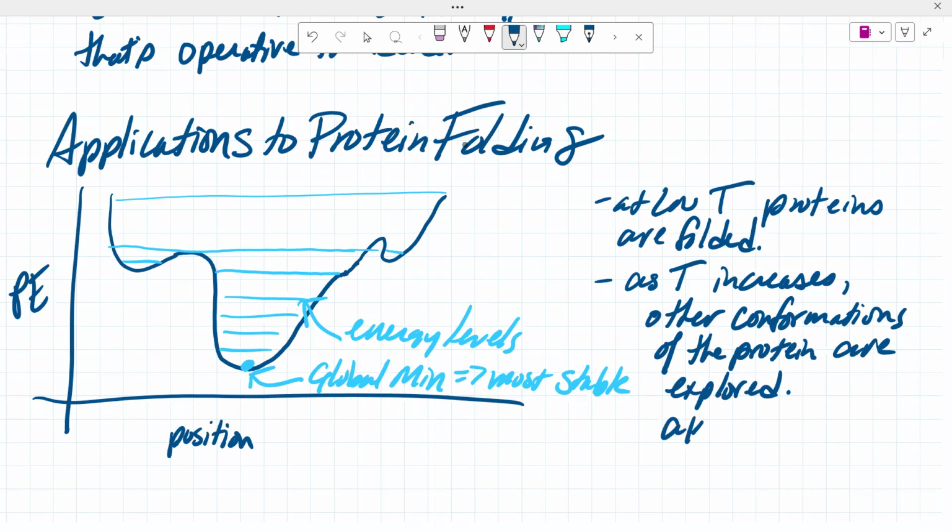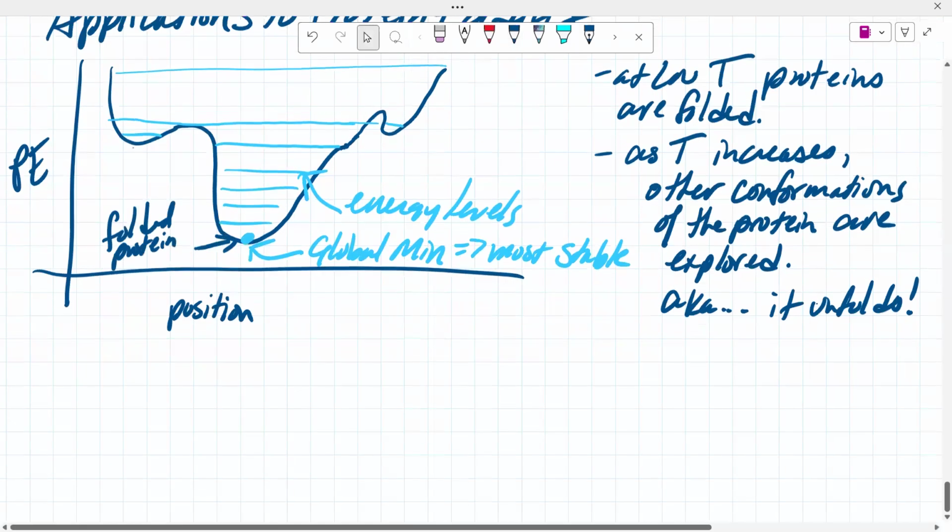It unfolds. And this is fairly intuitive, right? So this shows some partially unfolded substates, and this is your folded protein. In other words, proteins don't like to be too hot, and this is why.